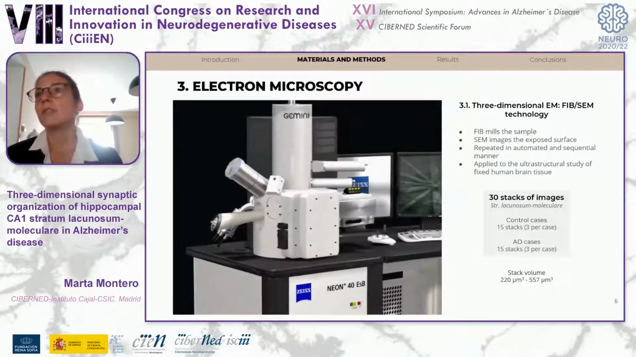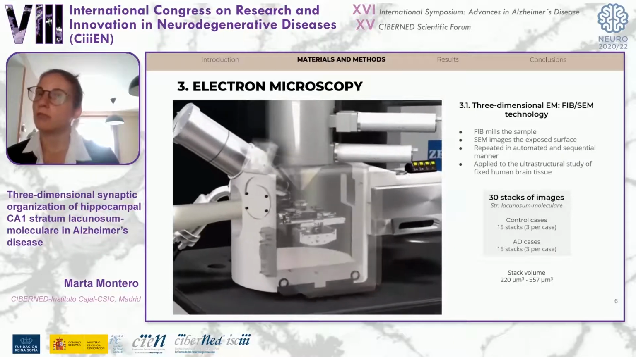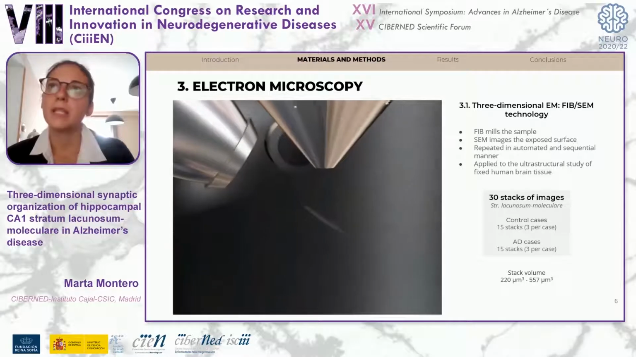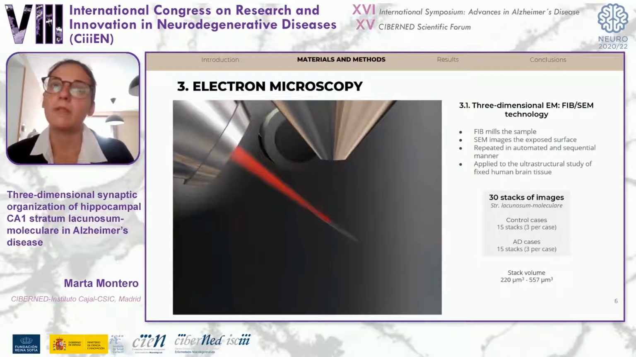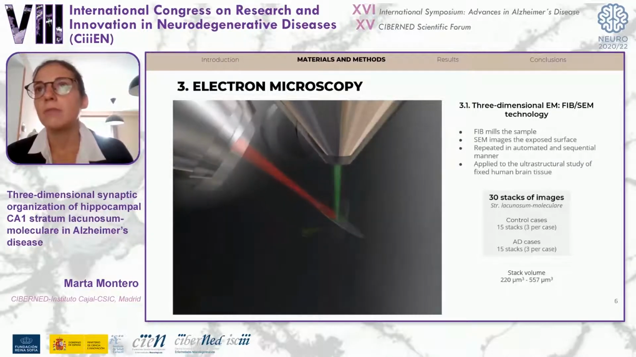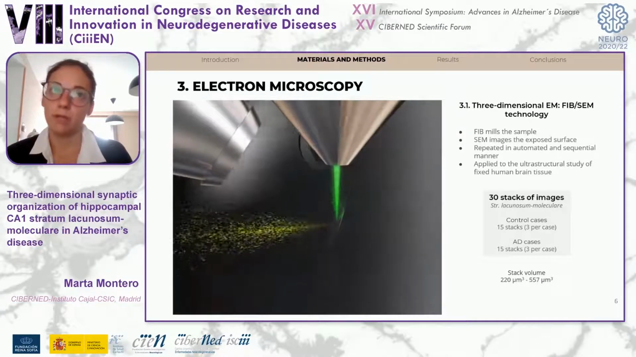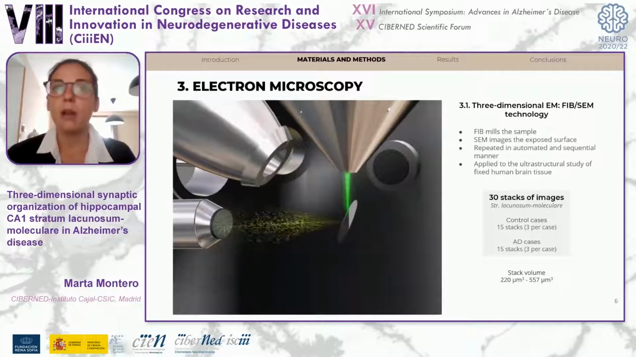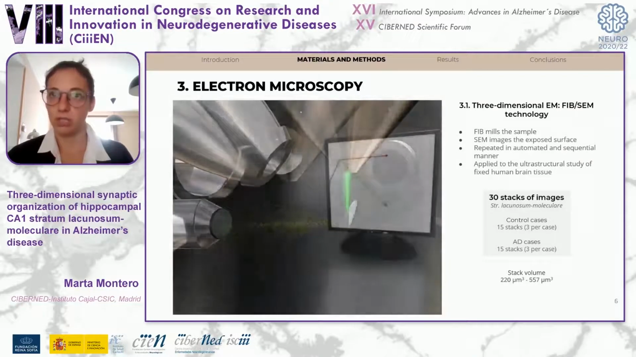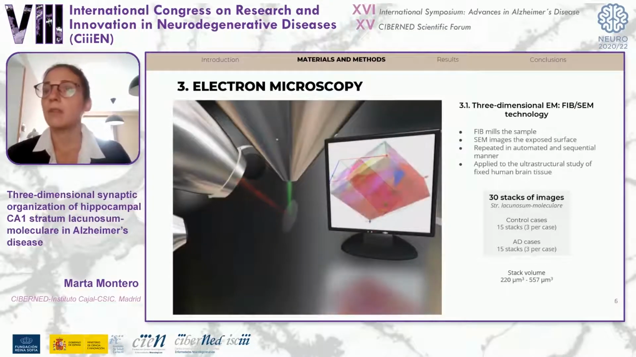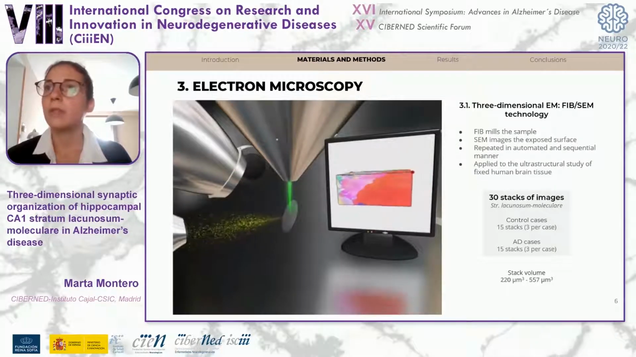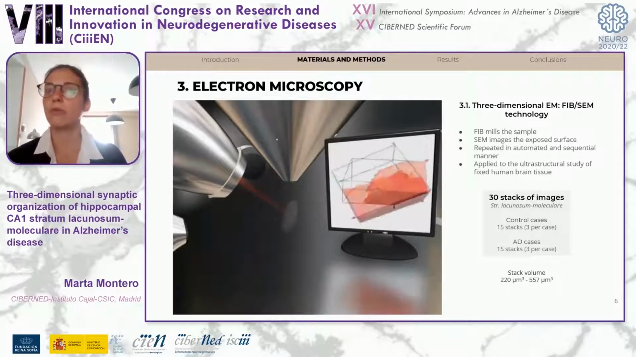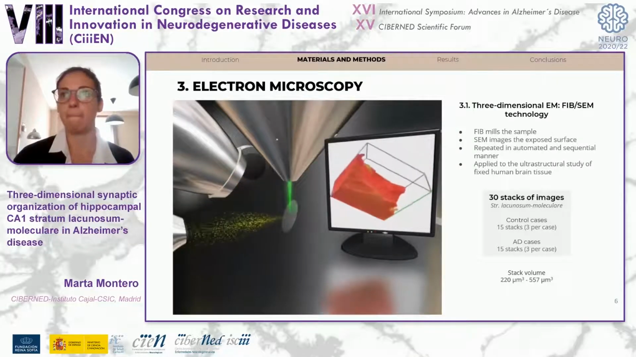Specifically, we used focused ion beam scanning electron microscopy for this purpose. In this microscope, the focused ion beam mills the sample by scanning parallel to the surface of the cutting plane, while the scanning electron microscope images this exposed surface. This process is repeated in an automatic and sequential manner, allowing the acquisition of long series of images. Applying this methodology, we obtained a total of 30 stacks of images of the neuropil of stratum lacunosum moleculare from both control and Alzheimer's disease cases.